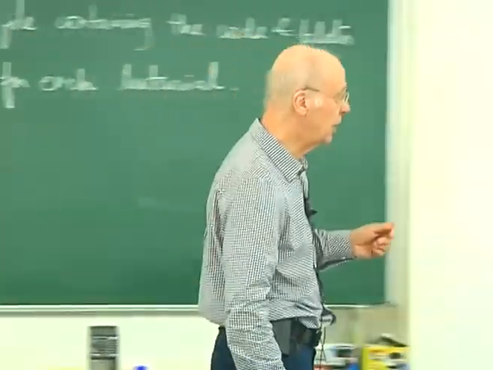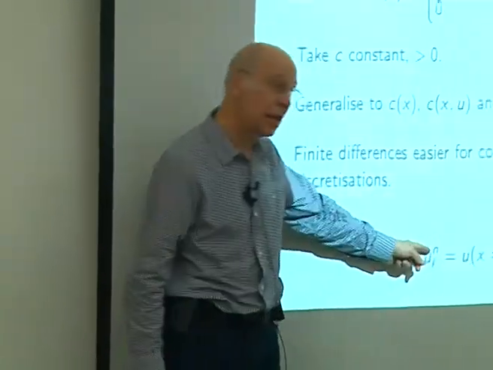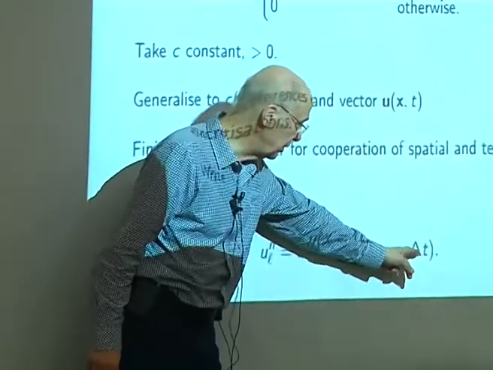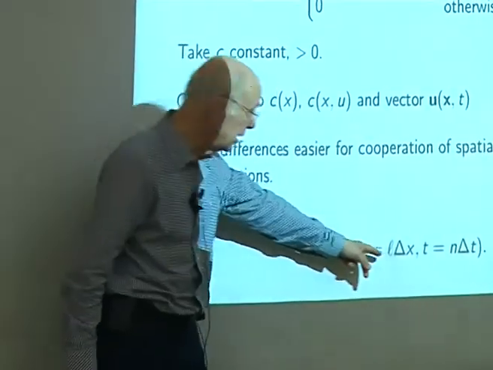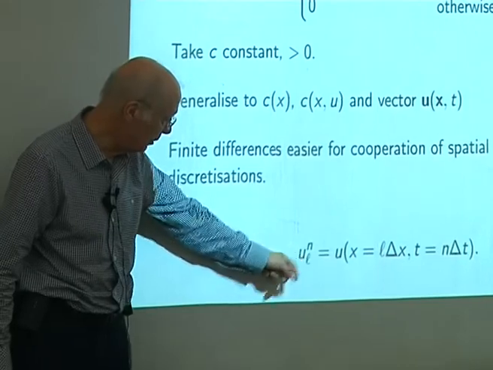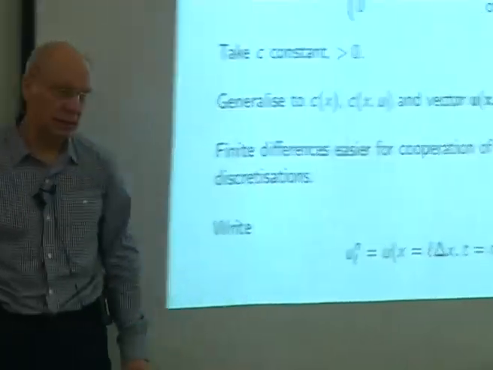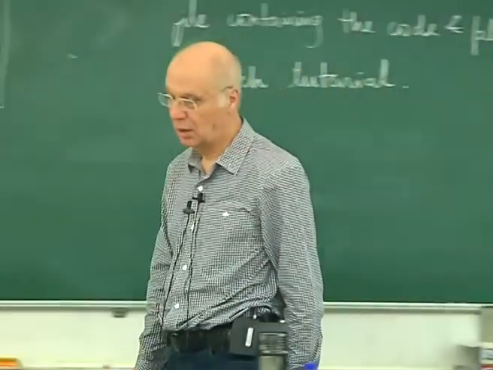There's a standard notation. I use a superscript n for time level. I'm having equisized time steps and equisized space steps, and I've got a subscript i, j, k, in this case l, for the space location.